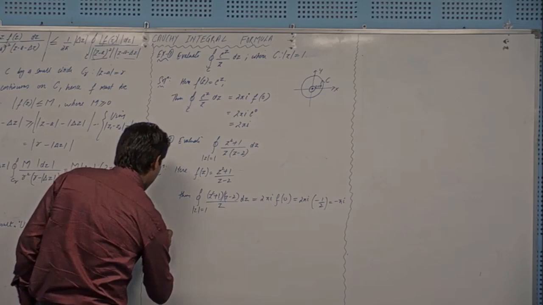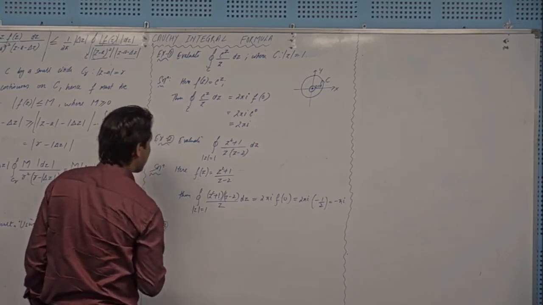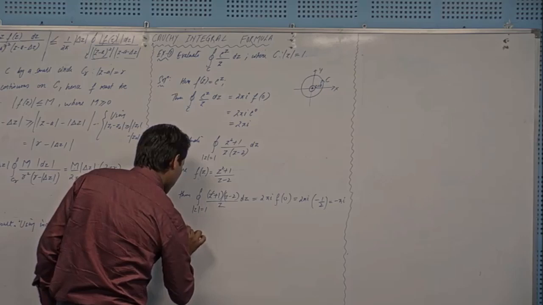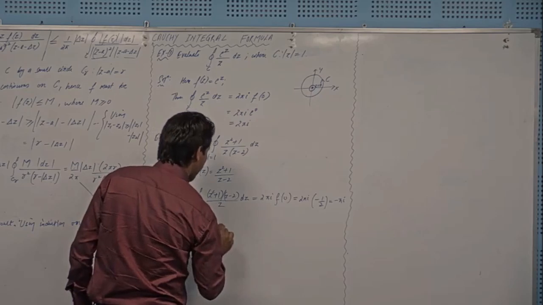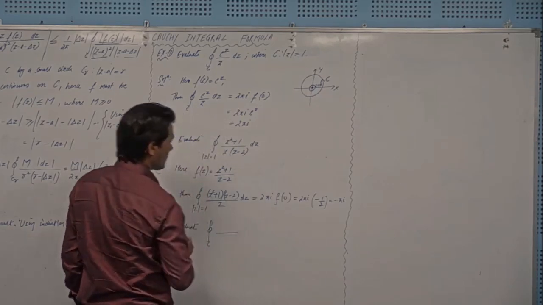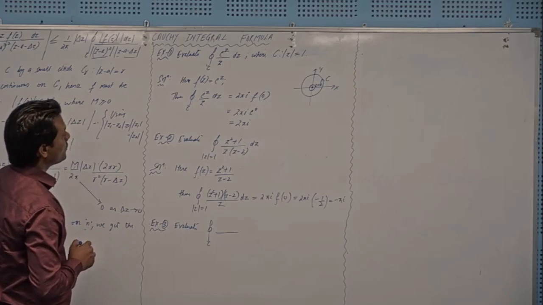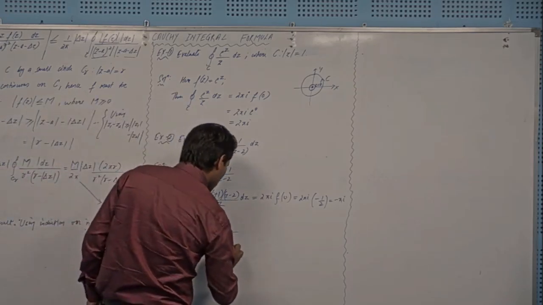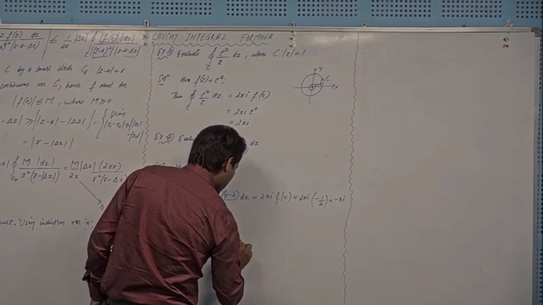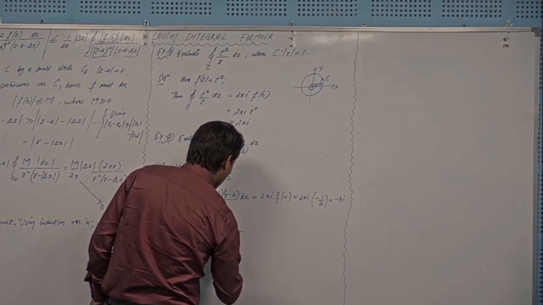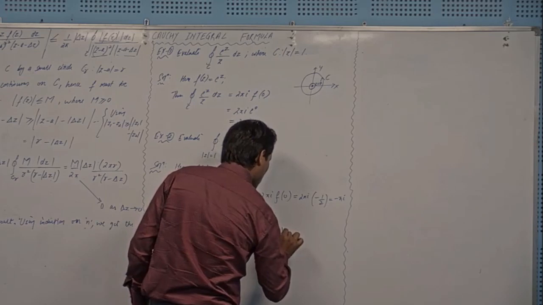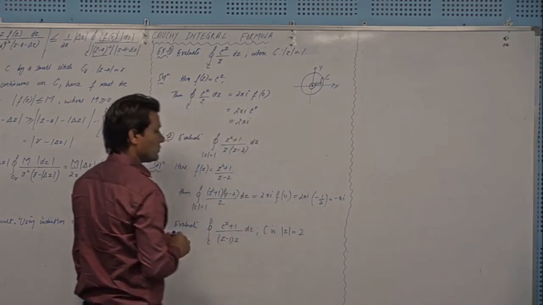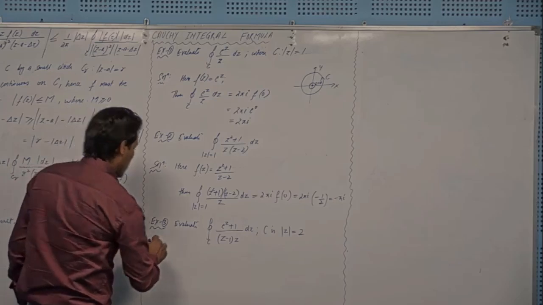Example number 3. Evaluate the integral over C. Now I will take 2 poles, z minus 1 and z. And here we have e to the power z plus 1 dz, and C is mod z equal to 2. Solution.